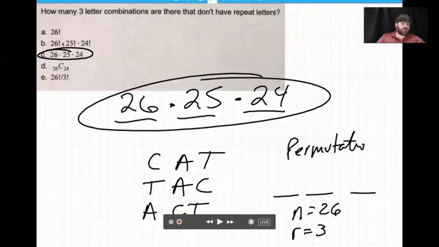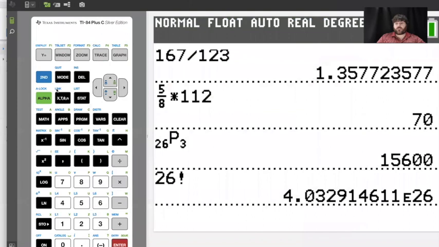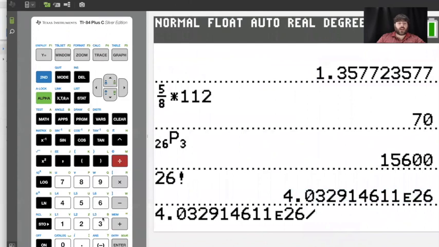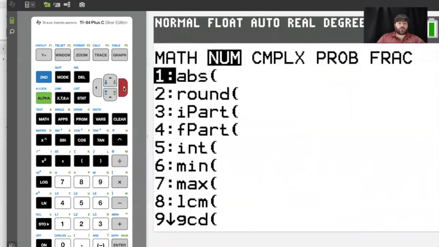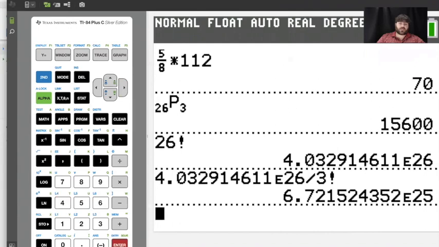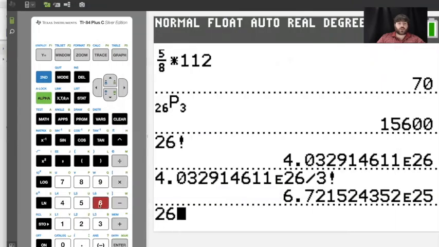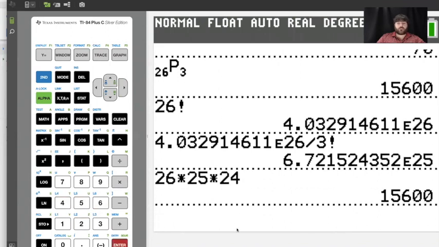Could it be 26 times 25 factorial times? Well, if 26 factorial was too big, it can't be that one. D would be 26 choose 24. That doesn't make any sense. And then what if it had 26 factorial divided by 3 factorial? If I go up and hit enter, that's 26 factorial divided by 3 factorial. That's going to actually be 6 because it's 3 times 2 times 1. It's still too big of a number. So you could check that 26 times 25 times 24 is actually the only choice that works. 26 times 25 times 24 gives you that 15,600.